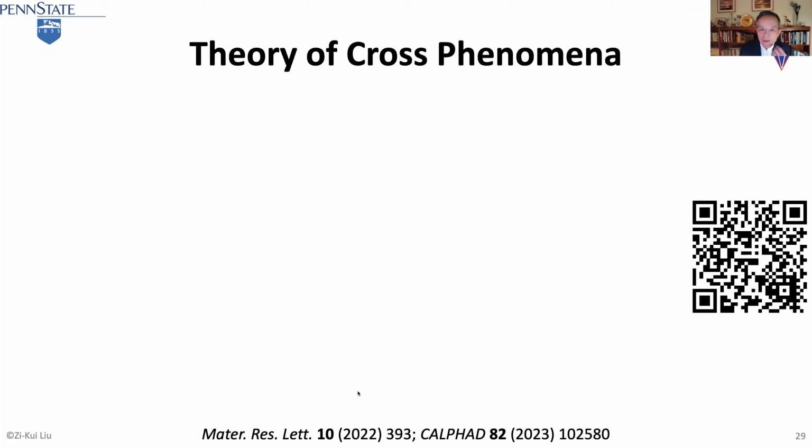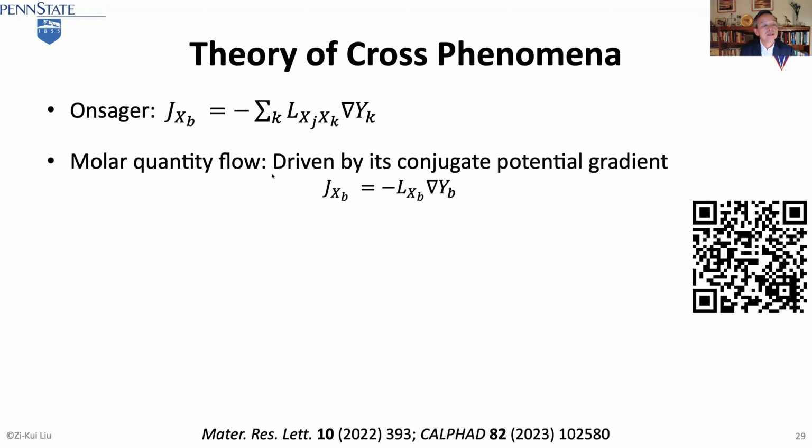Now we have developed the theory of cross phenomena. If you know the Onsager theorem, the flux of one molar quantity is proportional to all gradient potentials. However, we have realized that the molar quantity flow is only driven by its conjugate potential. But also we know the cross phenomenon.